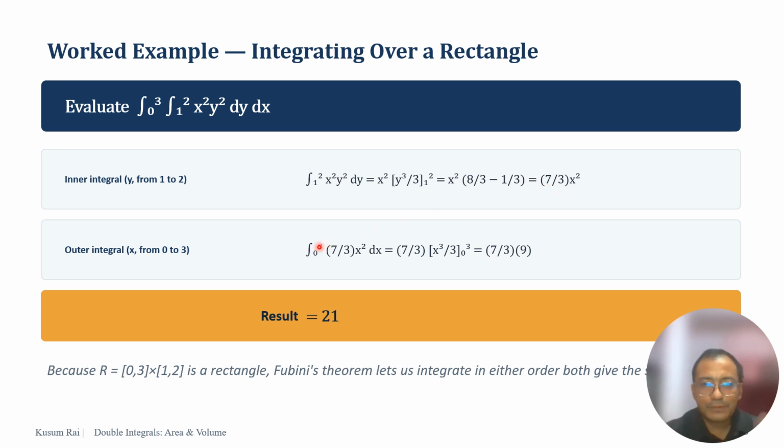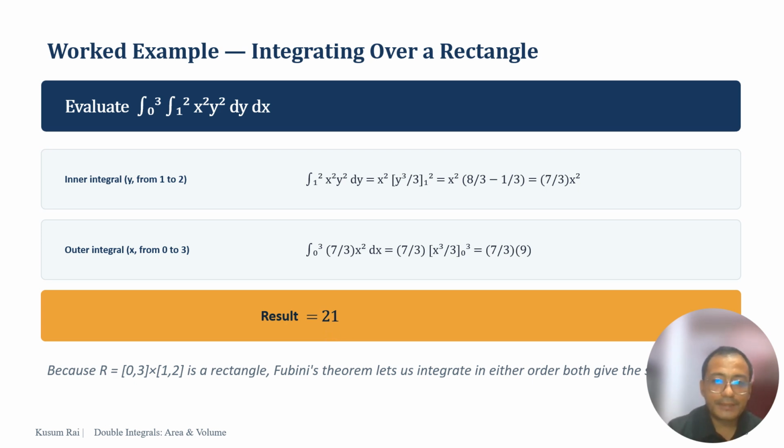Again, further we have to integrate for x, because we completed dy. Now the integral from 0 to 3 dx of 7/3 x squared. The outer integral is for x, so it runs from 0 to 3. After integrating, we get 7/3 times x cubed over 3, from 0 to 3. Putting in the value 3, and 0 gives 0, it provides this. Now the final result is 21.